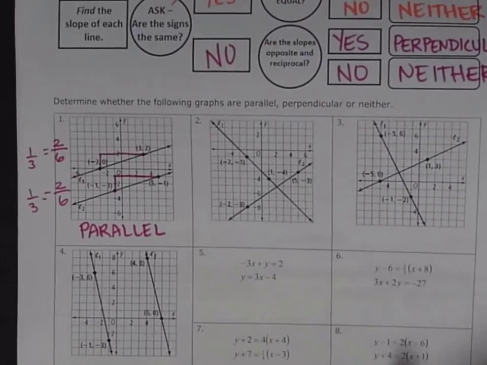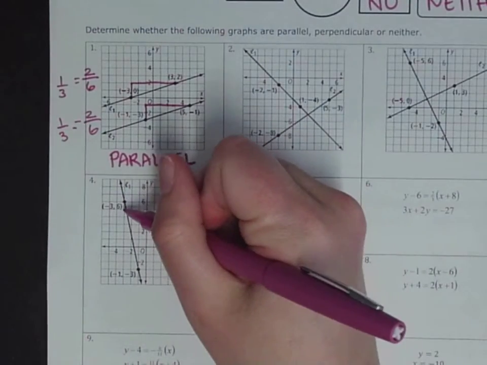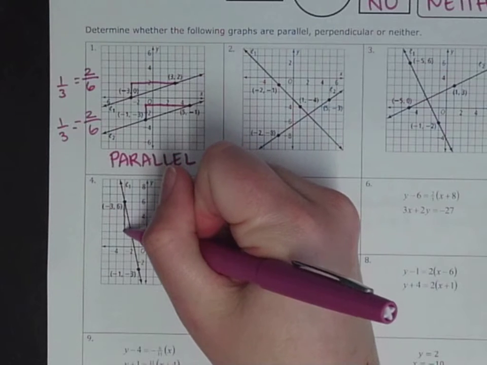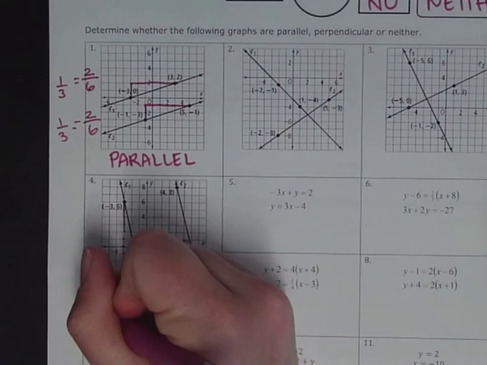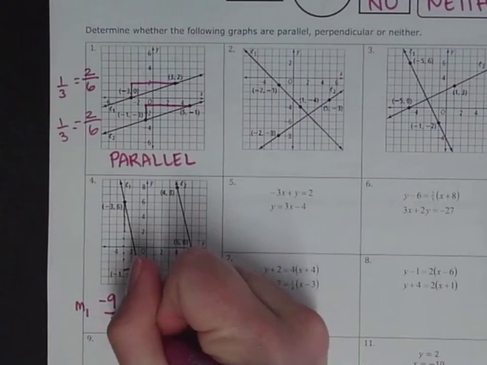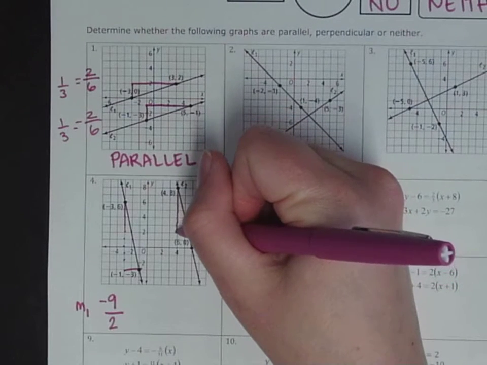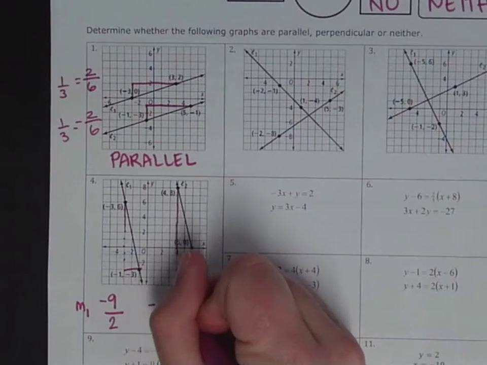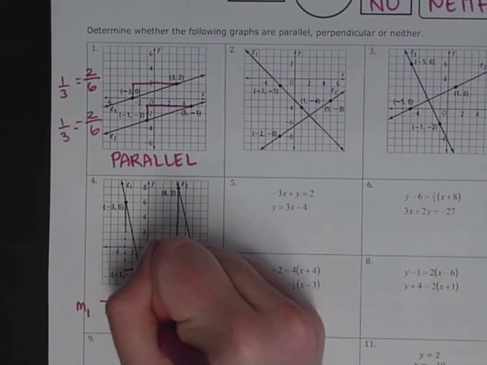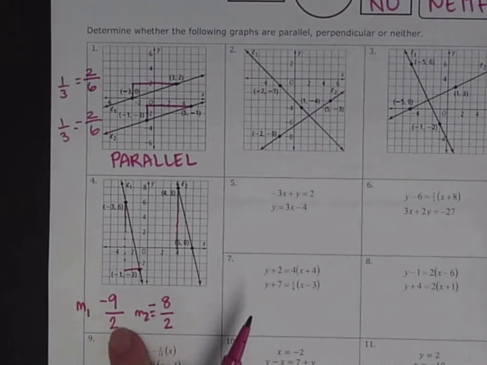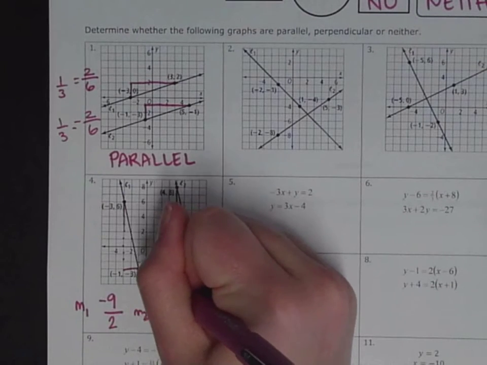If we look at these just below that, they look equivalent, but let's make sure. Counting, slope 1 is negative 9/2, and slope 2 is negative 8/2. Not the same. So this one is neither.